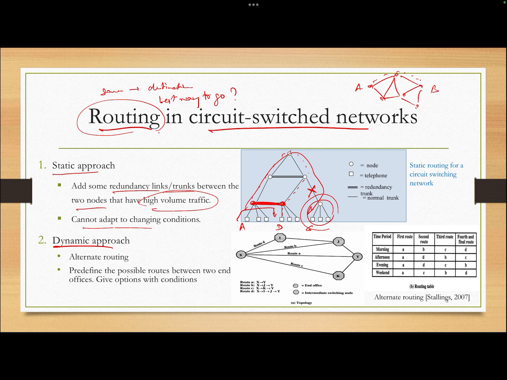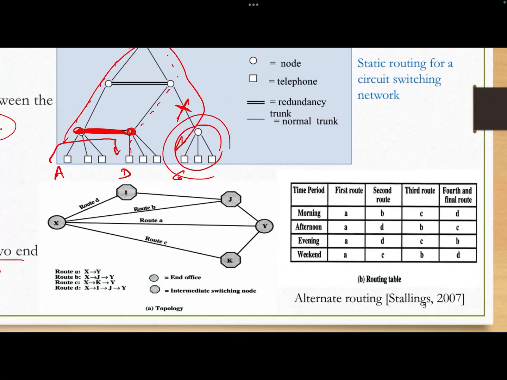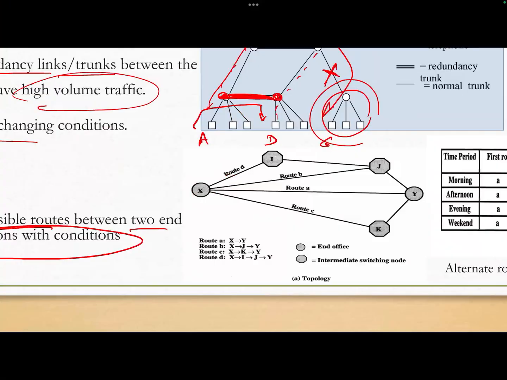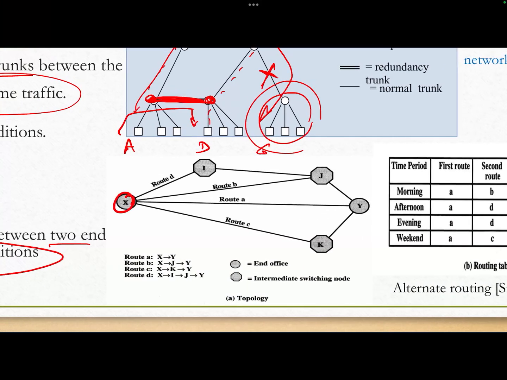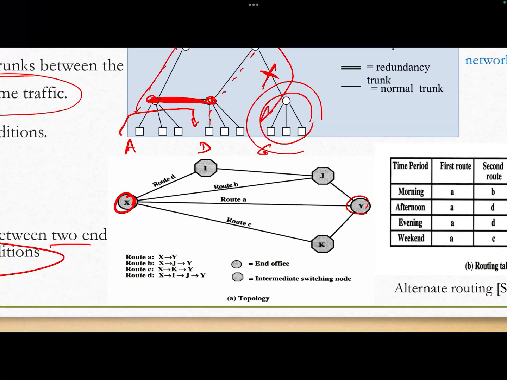The second approach is the dynamic approach. This is alternate routing, but you predefine the possible routes between two end offices. You give options, with conditions. This is also very simple. We go quickly. Here we have X and Y. You have X and Y wanting to connect to each other, and you have many routes.